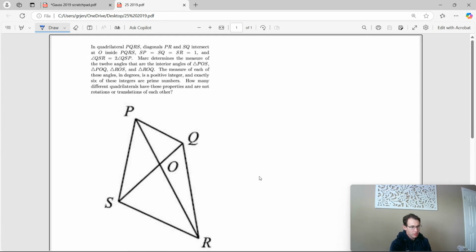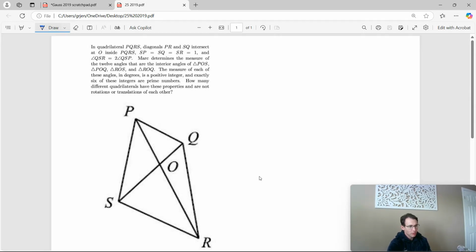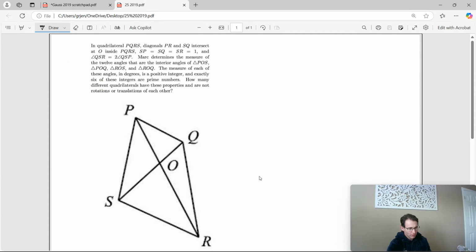So we have quadrilateral PQRS, diagonals PR and SQ intersect at O. That looks good inside PQRS. SP equals SQ equals SR equals 1. Well, that's very useful. It shows us that we've got some isosceles triangles happening, so that's key to the problem. We're also told that the angle QSR is 2 times QSP. It kind of looks that way, but it's exactly twice as big.